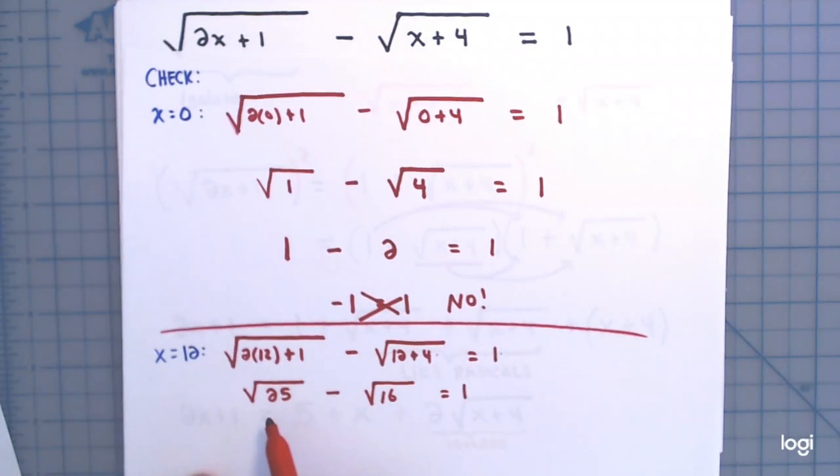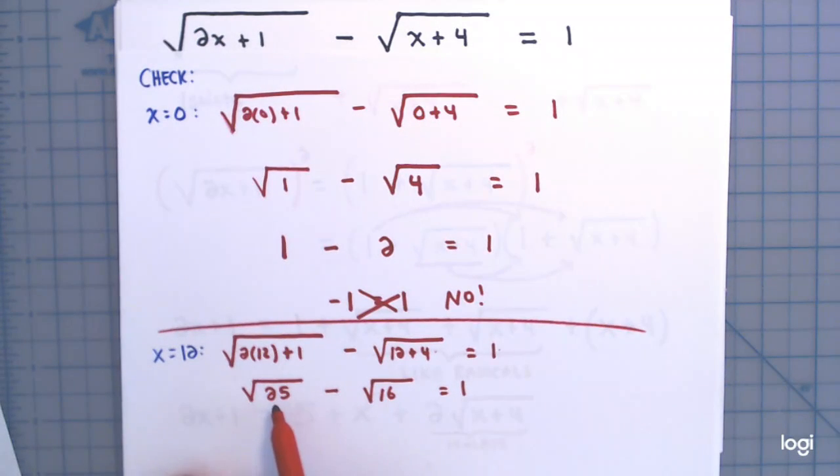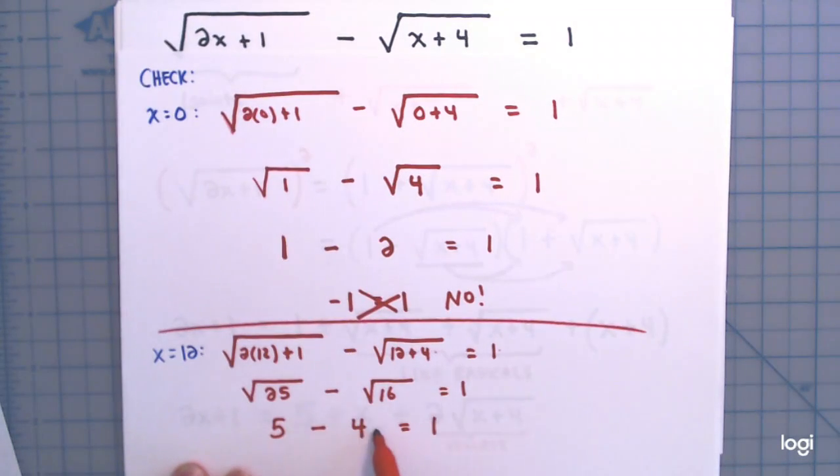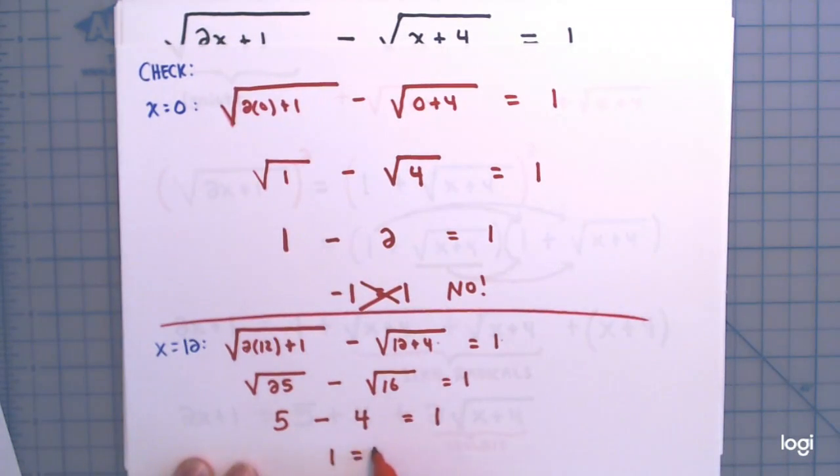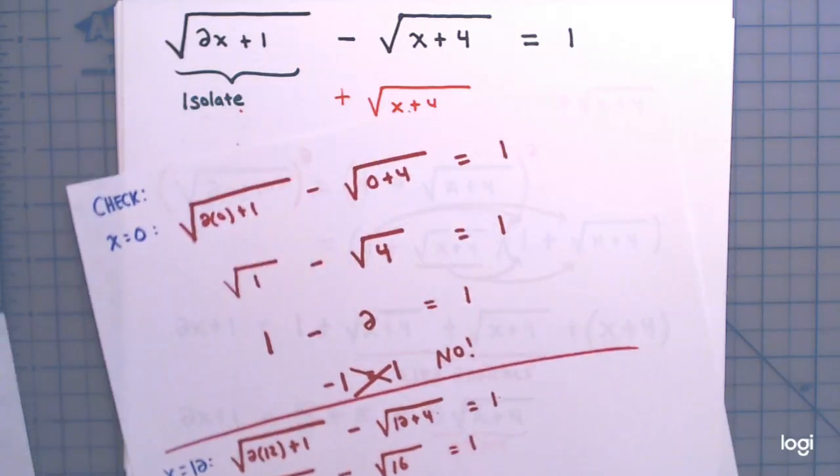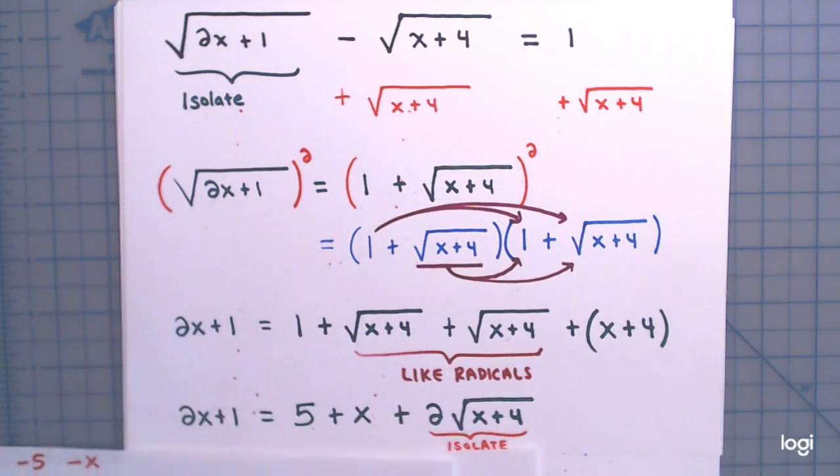Alright, so the principal square root of 25 is positive 5, minus the principal square root of 16, the non-negative square root of 16, which is positive 4. And is 5 minus 4 equal to 1? Yeah, that works. Great. So 12 is a valid solution to my equation.